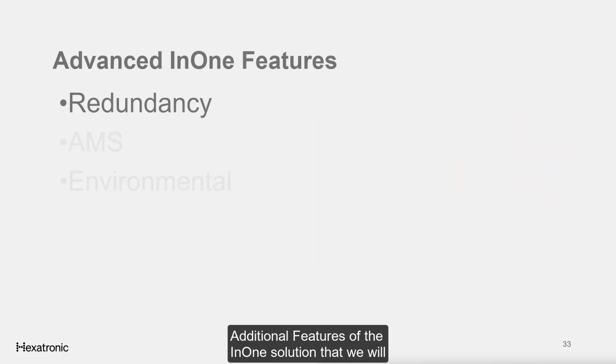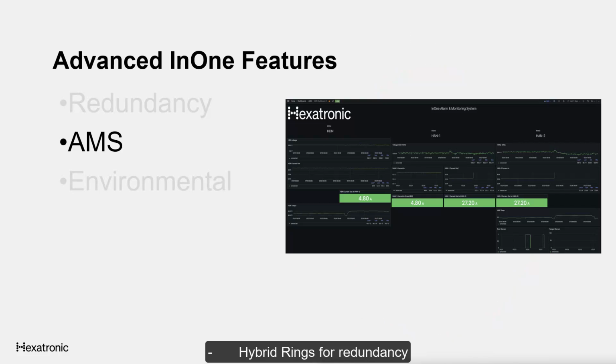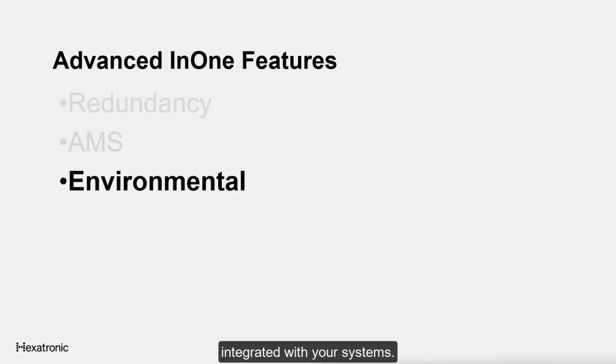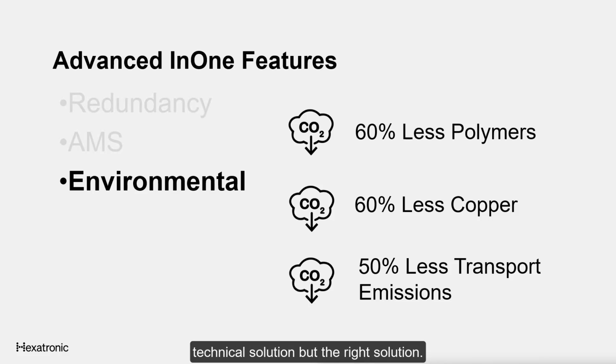Additional features of the InOne solution that we will not get into detail today are hybrid rings for redundancy, alarms for locating cable cuts, and monitoring that can be integrated with your systems. And finally, a great reduction in CO2 emissions makes InOne not only a better technical solution but the right solution.